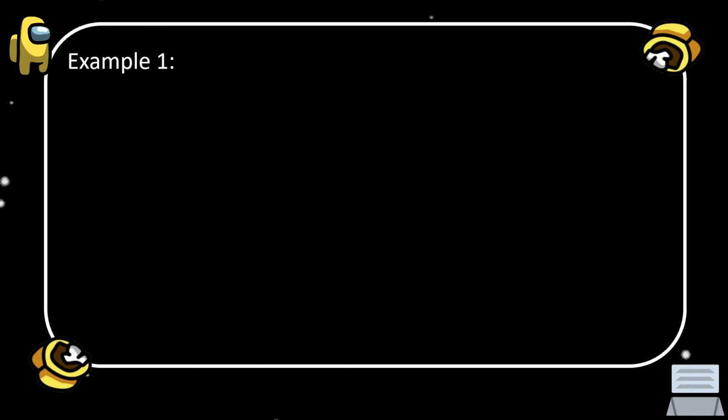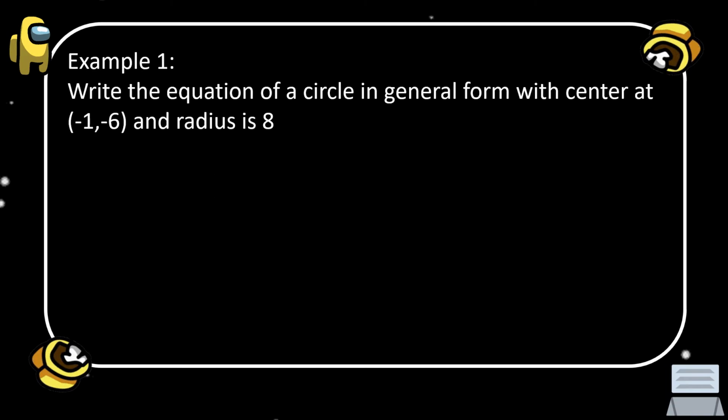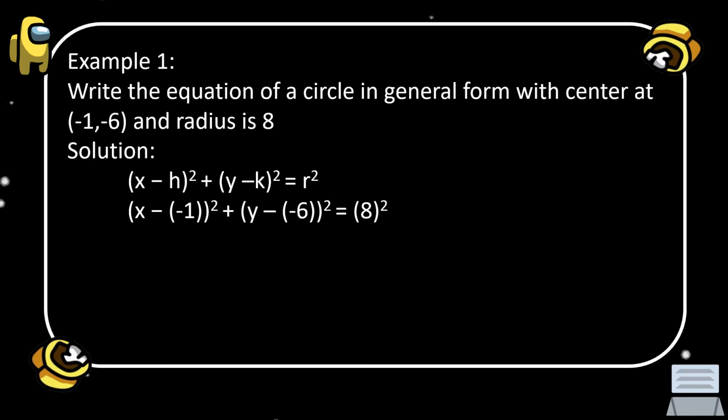Okay, so we have here example number 1. Write the equation of the circle in general form with center at (-1, -6) and the radius is 8. Okay, so we have here the solution. From the standard equation of the circle, which is the quantity (x minus h) squared plus the quantity (y minus k) squared is equal to r squared, it is very important that you know how to identify the value of h, k, and r in the given problem.